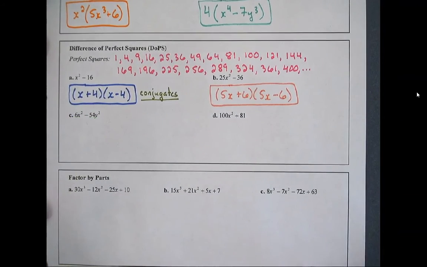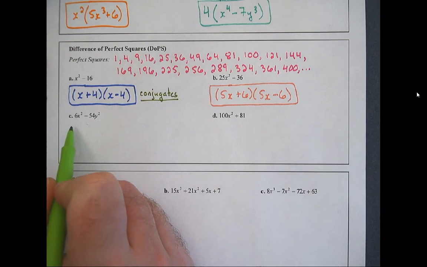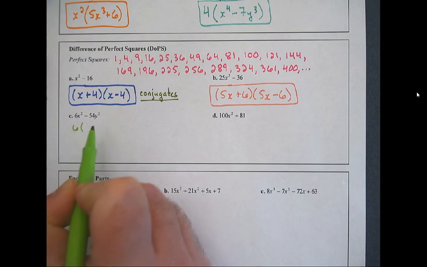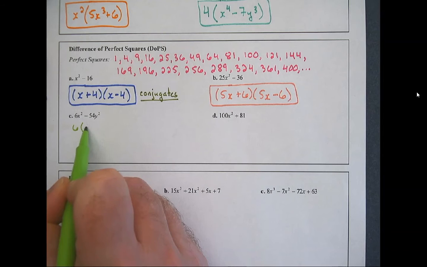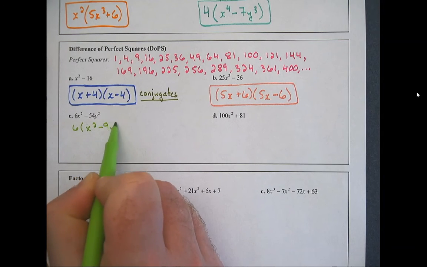But what should you try first? You should try to always factor out. And at the very least, 6 and 54 have a 2 in common. Is there anything bigger? Well, yeah, 6 goes into both of them. So I'm going to take out a 6. Notice x and y aren't in common, so that's going to be 6x squared minus 9y squared.